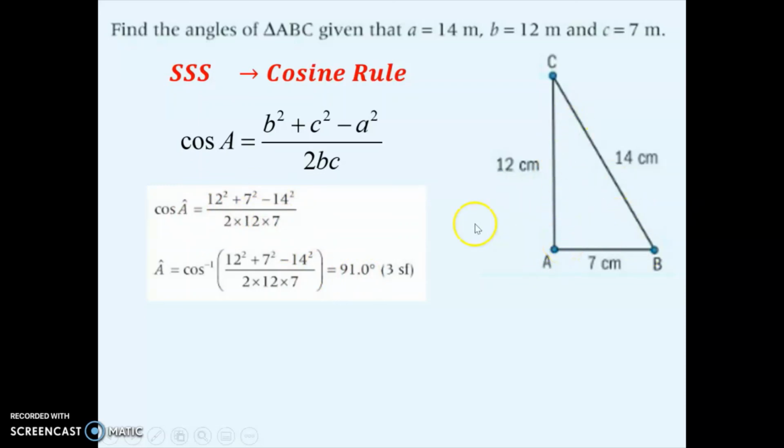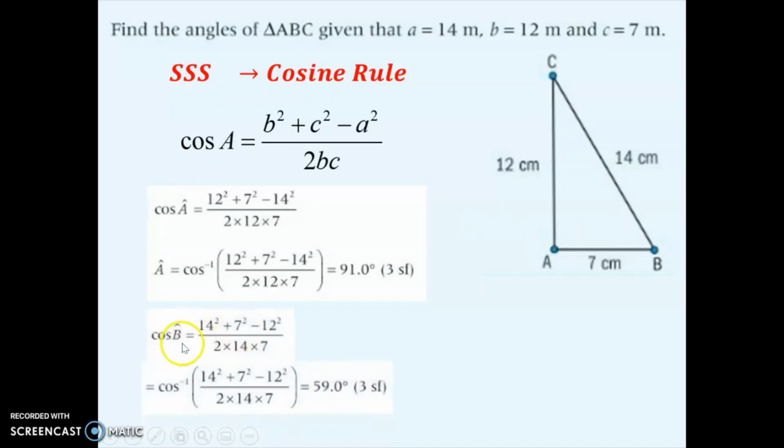Okay, pick another angle to find. We tried angle B here. Angle B should be 59. And now that you know 2 angles, you can just go ahead and do 180 minus those 2 to get the last one. Here it is, angle C. Okay, good problem. Maybe one more?